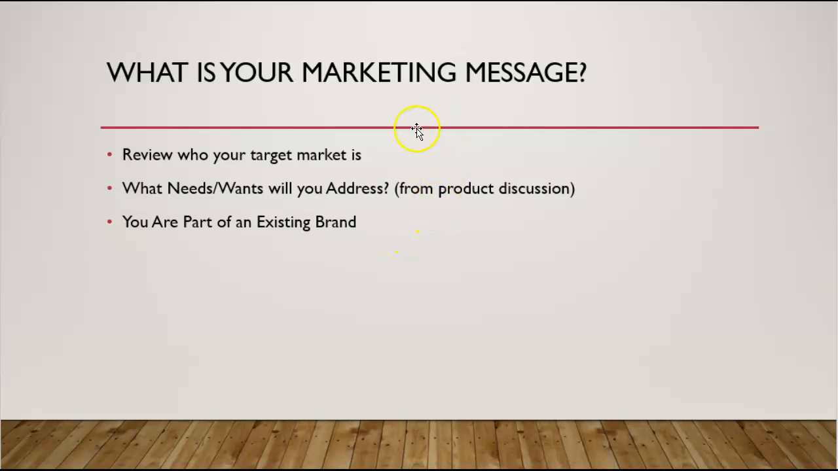First thing you want to do is review who your target market is, be very, very clear about who they are. And then you've got to think about your product discussion, which you did in the previous milestone. You're going to talk about the needs and wants that your target has and the ones that you want to address in your marketing message. Those would be the most important ones that you want to get across.